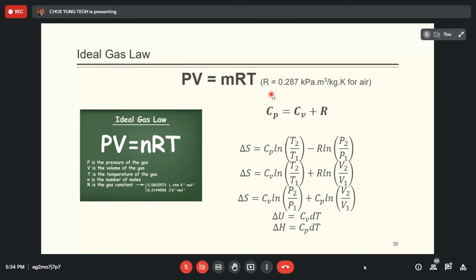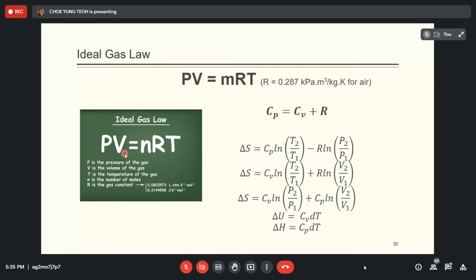Based on the R value, I know that pressure must be in kilopascal, volume must be in meter cubed, m is the mass in kg, and T is the temperature in Kelvin. So make sure you check the units according to this gas constant R. Okay, and then let's come back to PV equals nRT.